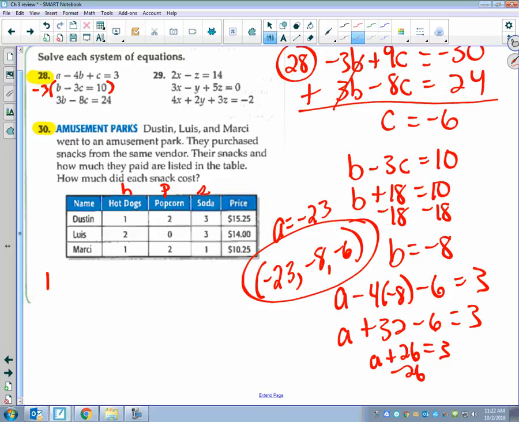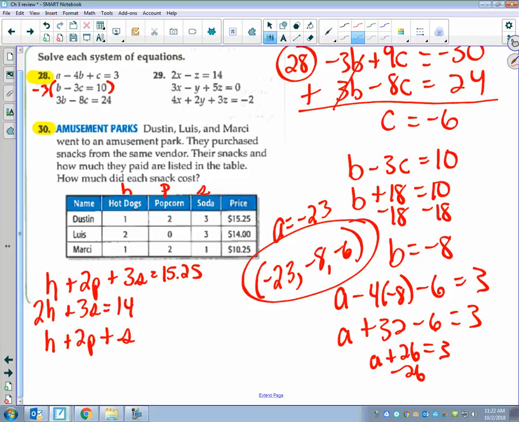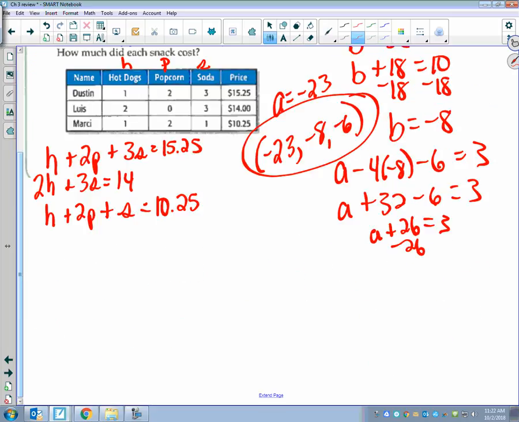So Dustin has 1 hot dog plus 2 popcorns plus 3 sodas equals $15.25. Lewis has 2 hot dogs plus 0 popcorn plus 3 sodas equals $14. And 1 hot dog plus 2 popcorn plus 1 soda equals $10.25. So again, I'm looking for the equations. And then it said, how much does each snack cost? Well, this one only has H and S in it, so it's kind of up to you.